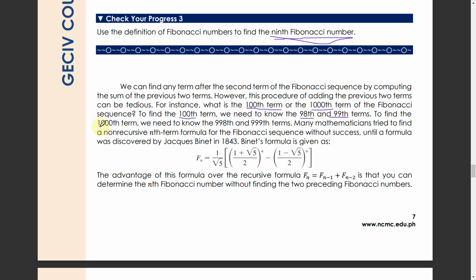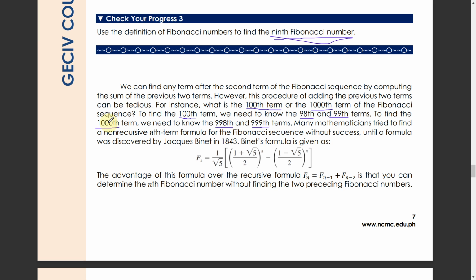Then, for example, if you are looking for the 1,000th term, you need to know the value of the 998th and 999th terms, because you add those two to get this answer. So many mathematicians tried to find a non-recursive nth term formula for the Fibonacci sequence without success until a formula was discovered by Jacques Binet in 1843.